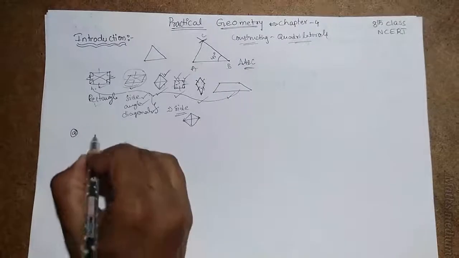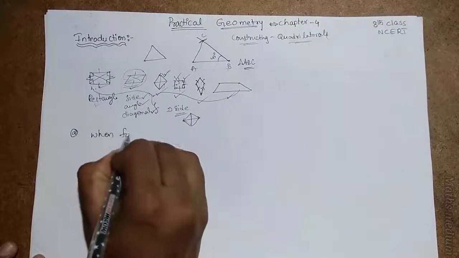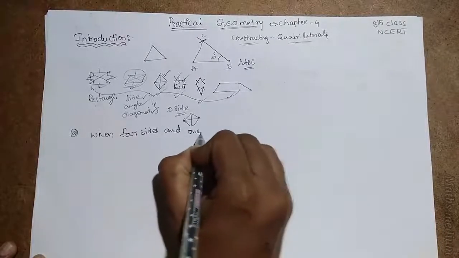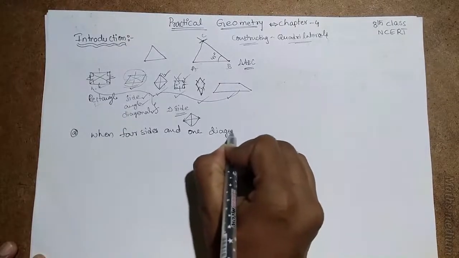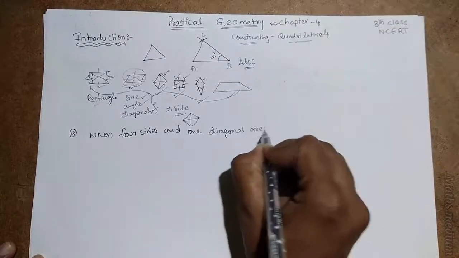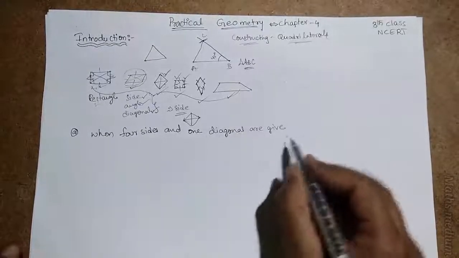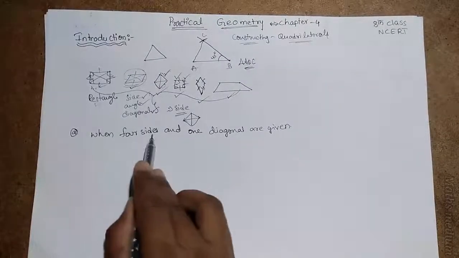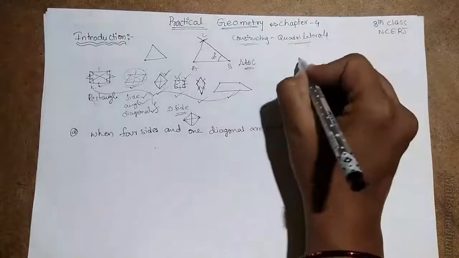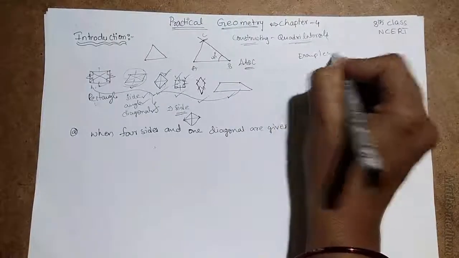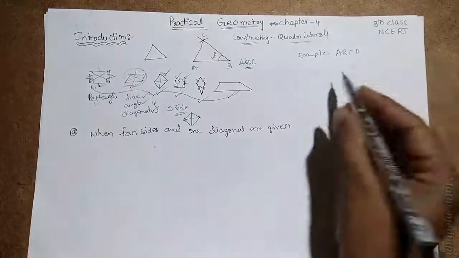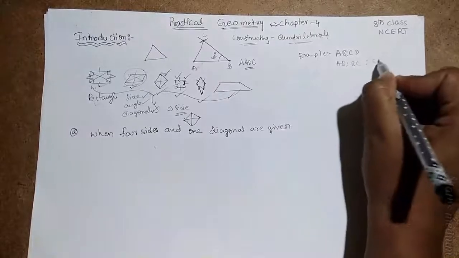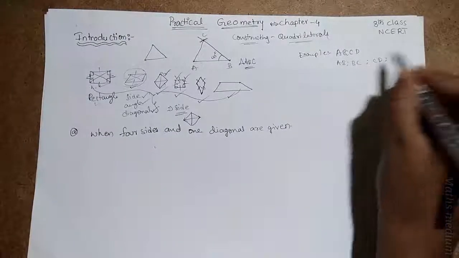Case A: when 4 sides and one diagonal are given. In this case, 4 sides are given. Let it be an example, 4 sides like A, B, C, D. So here AB and BC and CD and DA, like this.